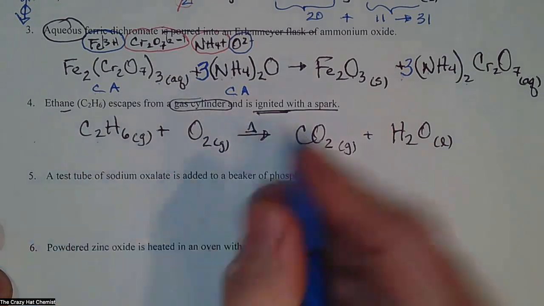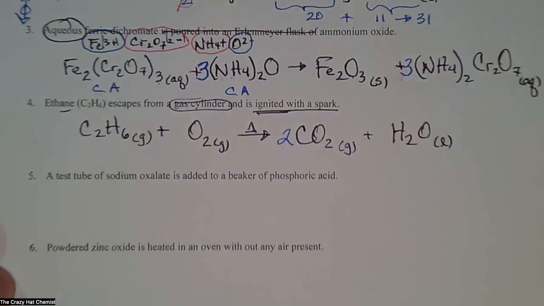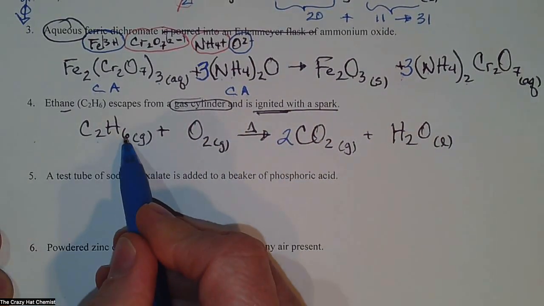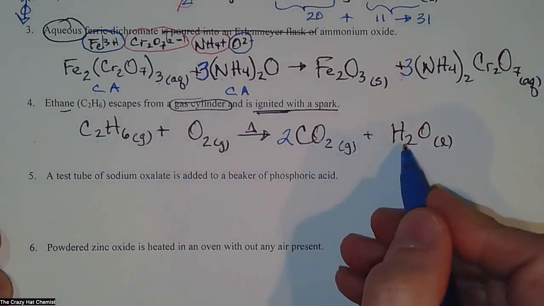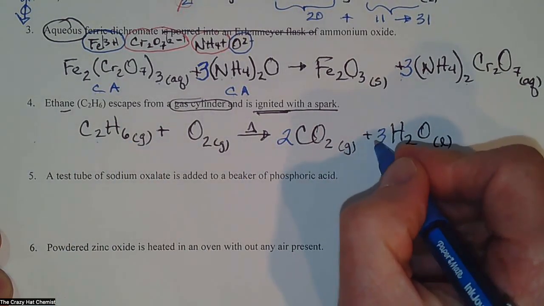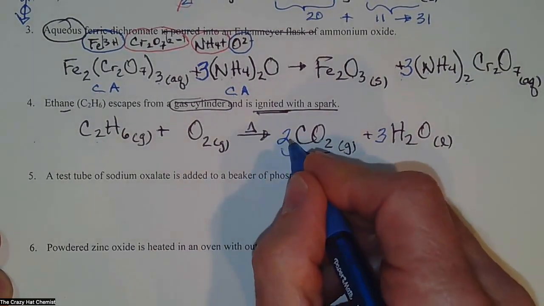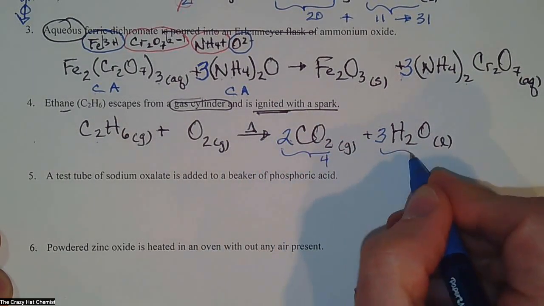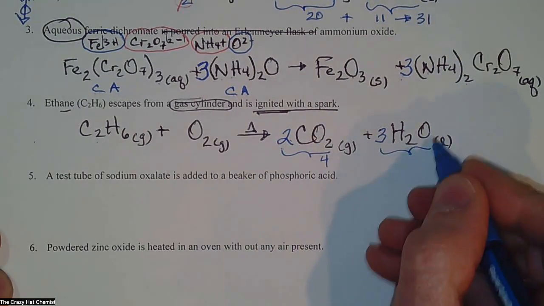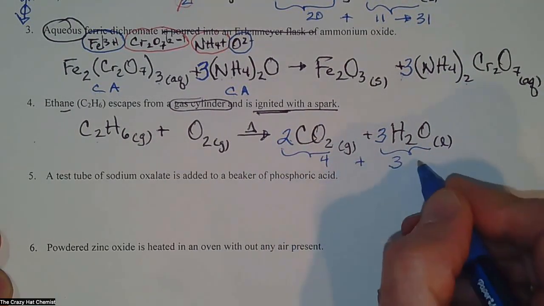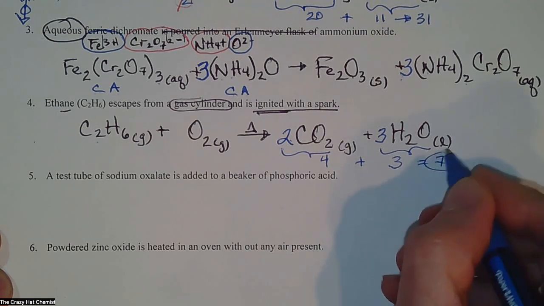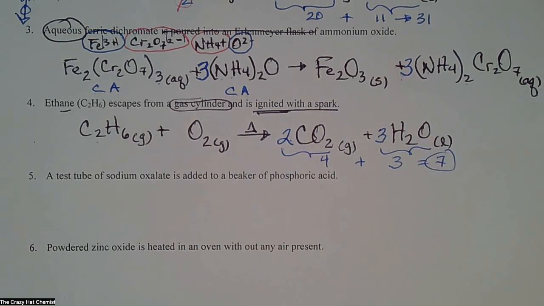There are 2 carbons here. I'm going to place a 2 right here in front of the carbon dioxide. There are 6 hydrogens here on this side, and there are 2. So I'm going to place a 3 here. That will give me 6. I'm going to look at how many oxygens here, and that's 2 times 2, that's 4. I'm going to look at how many oxygens here. That's 3 times 1, that's 3. I'm going to add these up. That equals 7. So how many oxygens are on the product side right now? A total of 7. The carbons are balanced. The hydrogens are balanced. Now I need to balance the oxygens.